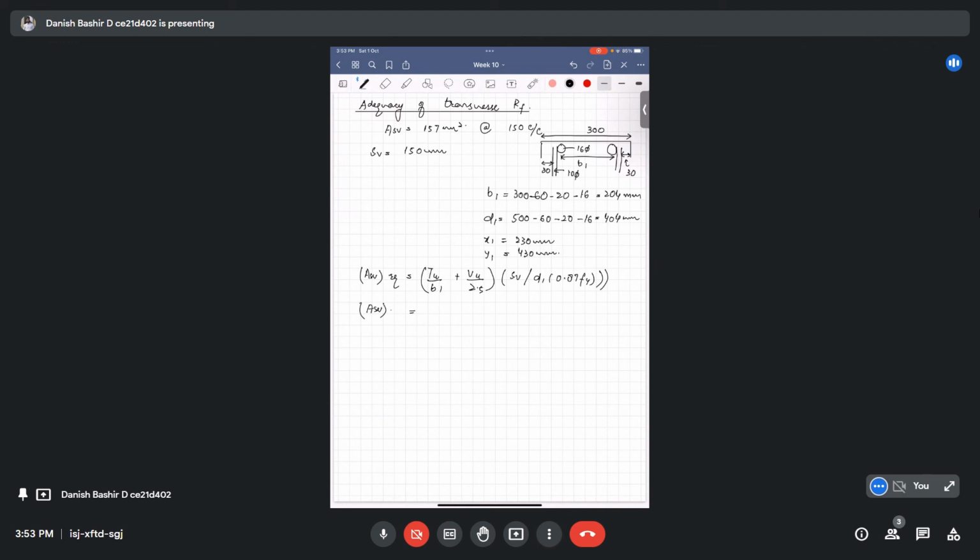Asv required will be 75 mm square, and we have provided 157 mm square. So it is safe. The 157 mm square Asv provided is for two-legged 10 mm stirrups: 2 into pi by 4 into 10 square. This is what you will get.